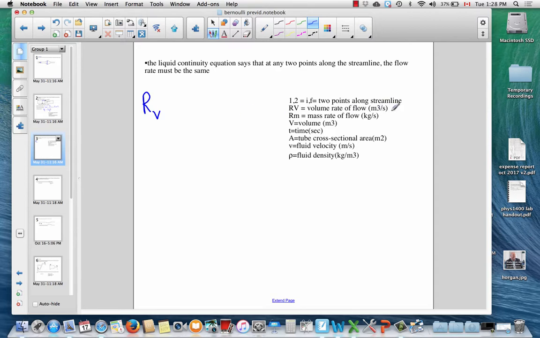Now that's going to have units of cubic meters per second or liters per second because we defined it as a ratio of volume over time. So that's the definition. The principle tells us it's got to be the same at any 2 points, 1 and 2, or initial and final.